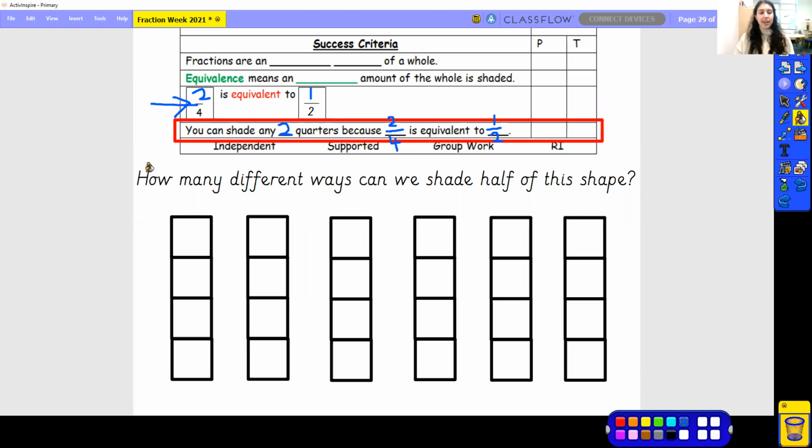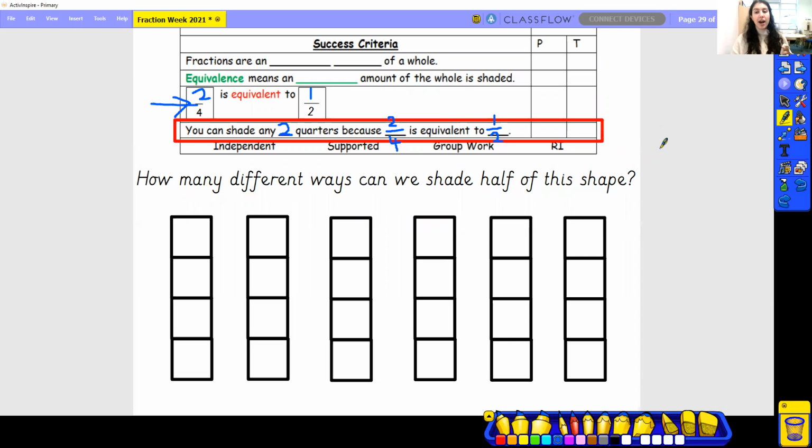So this question says, how many ways can we shade half of this shape? Now, half, I know that the fraction for a half looks like this: 2 as my denominator and 1 as my numerator. So that must mean that there are 2 parts in the whole. Do any of my wholes have only 2 parts? Now, how many parts do our wholes have? That's right, each one of my wholes has got 4 parts.